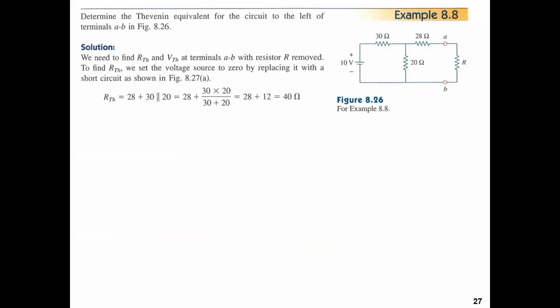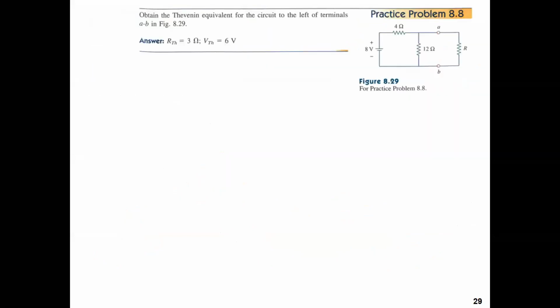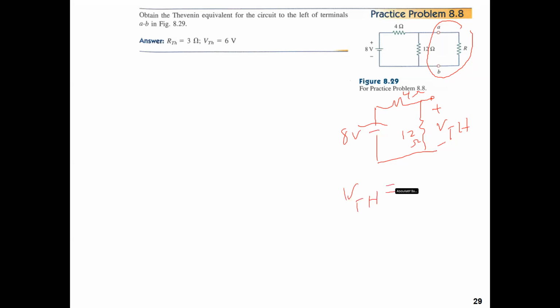Okay, so let's move to the next. Okay, here's another practice example problem. Again, this is our load. So we remove the R, we find VTH, it's 8. VTH here, this is 12, this is 4 ohms, 8 volts. So again, VTH will be equal to 8 over 4 plus 12 multiplied by 12.